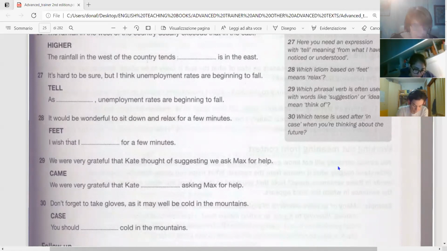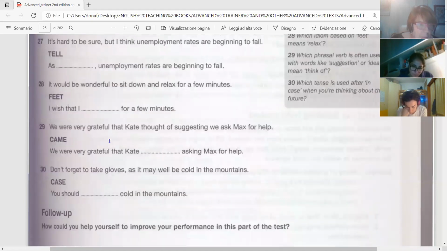Yes. I wish. Okay. Sorry, because I was just looking if Marta was coming in. I wish that I could put my feet up. Yes. Could put. Put my feet up. No, she's not in.